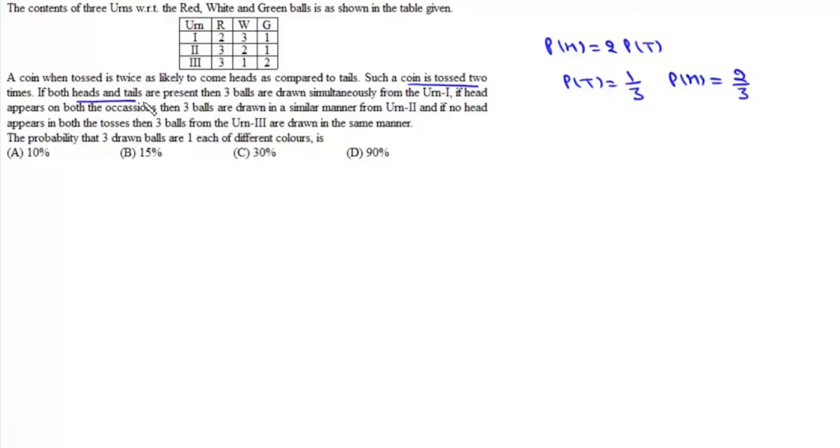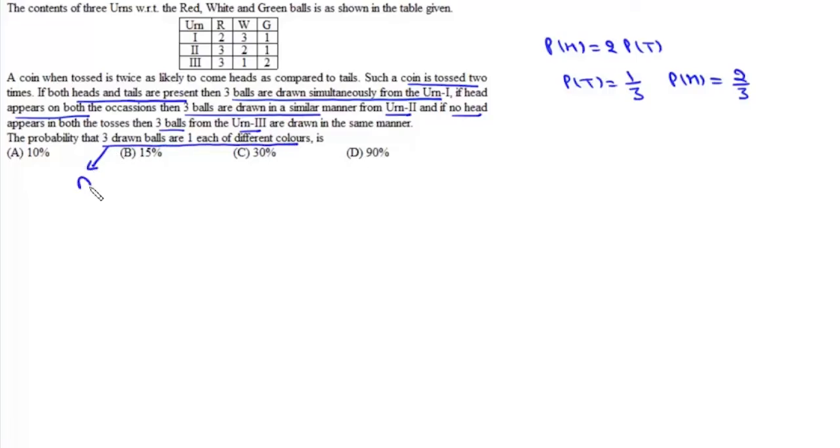Now it says such a coin is tossed 2 times. If both head and tails are present, then 3 balls are simultaneously drawn from urn 1. If head appears on both, then 3 balls are drawn in similar manner from urn 2, and if no heads appear, then the 3 balls are drawn from urn 3. Now we need to find the probability that 3 drawn balls are 1 each of different colors.